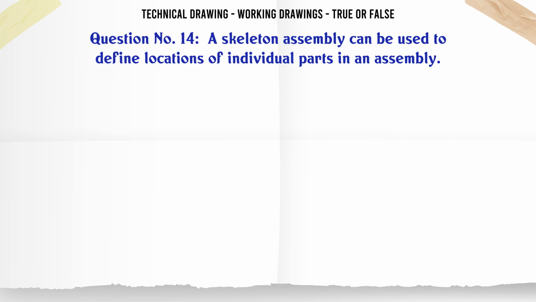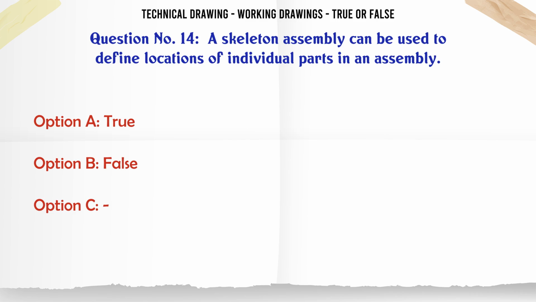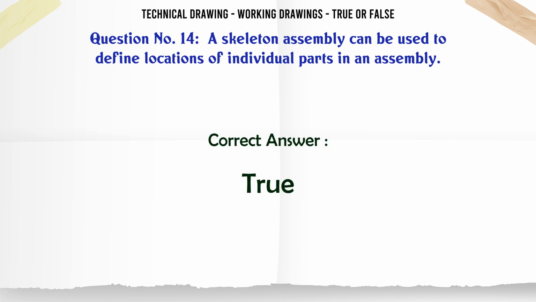A skeleton assembly can be used to define locations of individual parts in an assembly. A. True. B. False. The correct answer is true.